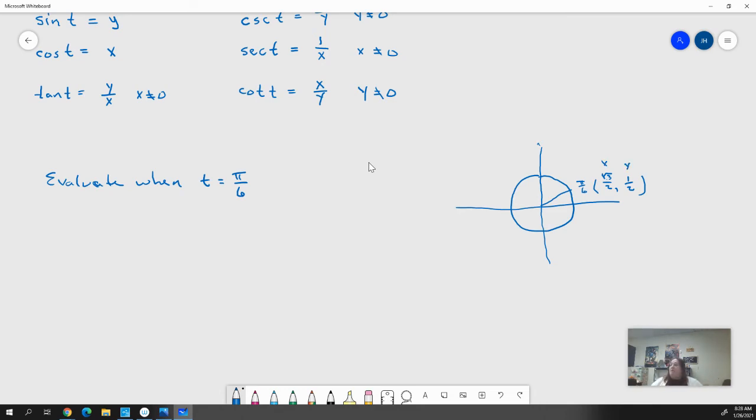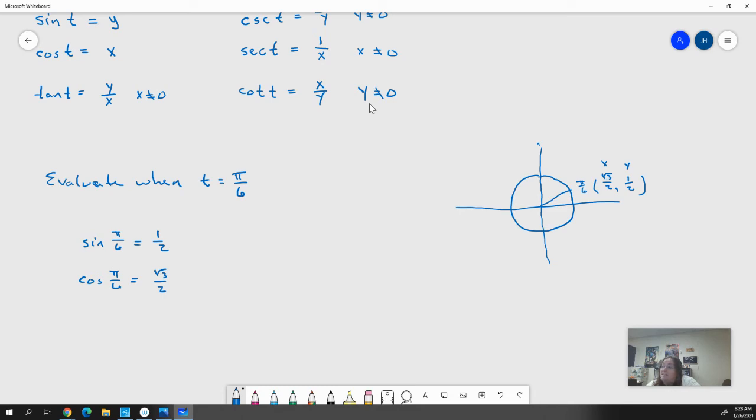Just like when we plot any point. So when I say I want sine of t when t equals pi over 6, it's like saying I want sine of pi over 6. And we know that it is the y value, right? So it's just going to equal 1/2, because that is our y value at pi over 6. If I want to evaluate the cosine when t equals pi over 6, so the cosine of pi over 6, it's going to be our x value, which is just radical 3 over 2.